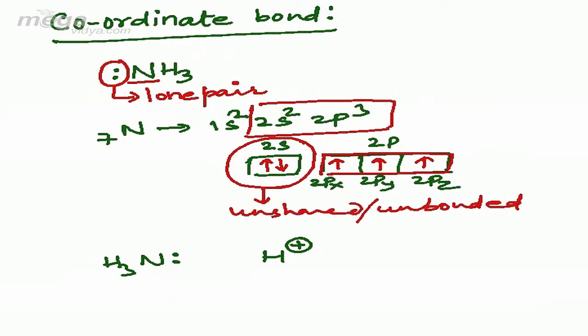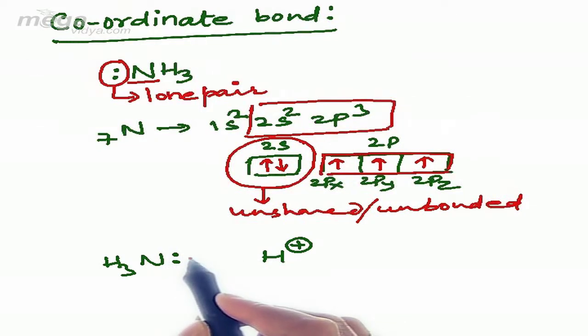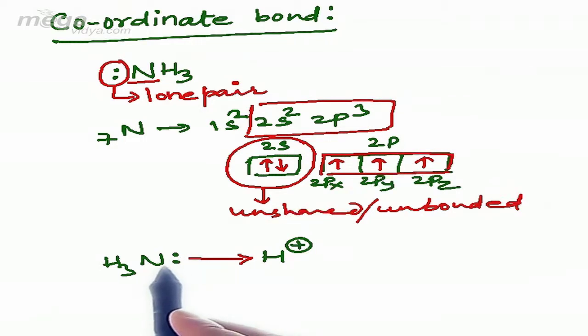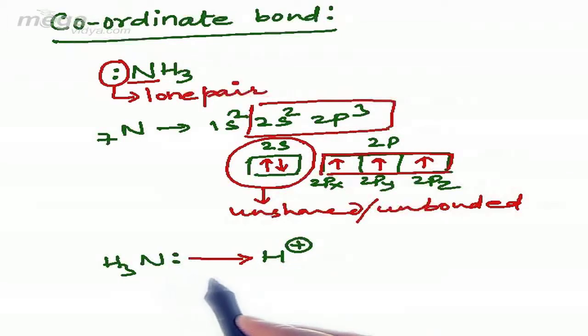Hence when H positive approaches NH3, the 2 electrons belonging to nitrogen, that is the lone pair, will be shared by H positive, and this sharing of the pair of electrons by an electron efficient atom with an electron deficient atom is called a coordinate bond.